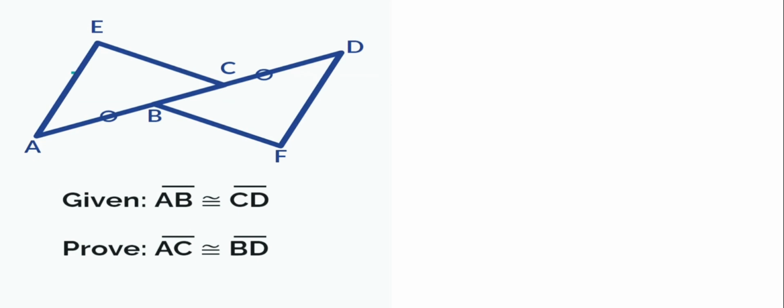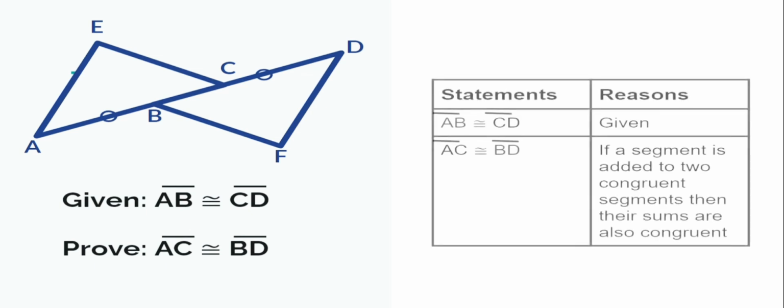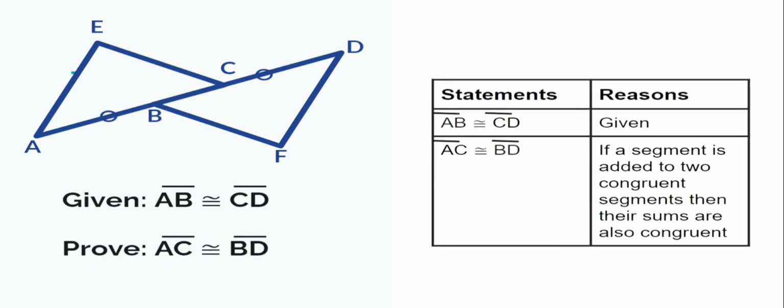Here we have a diagram of triangle AEC and triangle DFB that are connected at segment BC. They've given to us that segment AB is congruent to segment CD. They're asking us to prove that segment AC is congruent to segment BD. So when writing our column proof, we first have statement, then we have reason. Our given is that segment AB is congruent to segment CD. In the second row, we have that segment AC is congruent to segment BD.